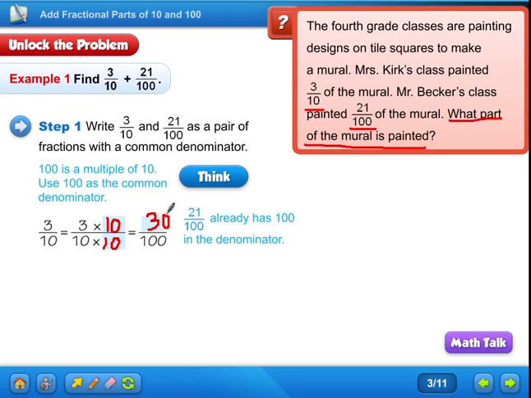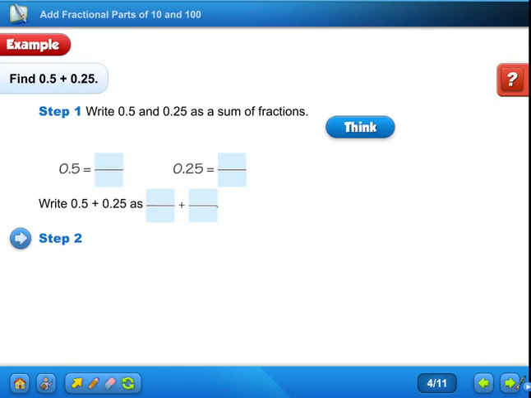Now, are your bottoms the same? If your bottoms are the same, add your tops. So, we just made our bottoms the same, 100 and 100. So now all we have to do is add our tops.